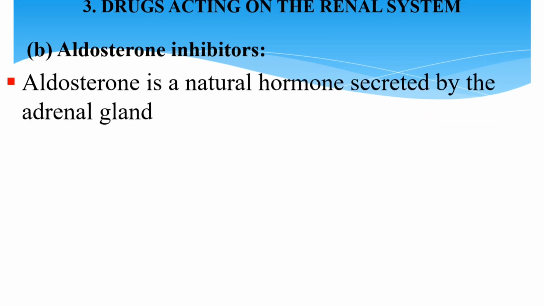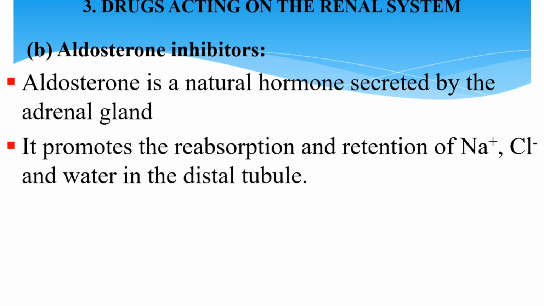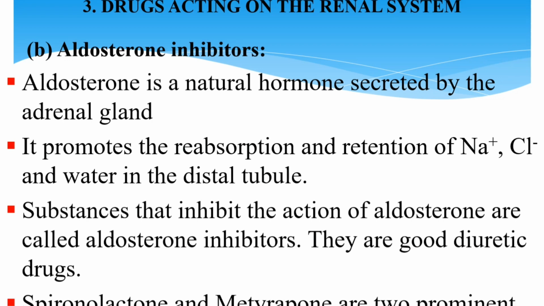Aldosterone inhibitors. Now, aldosterone is a natural hormone secreted by the adrenal gland. And what is its role? It promotes the reabsorption and retention of sodium ions, chloride ions, and water in the distal tubule. So, aldosterone promotes reabsorption. Aldosterone inhibitors inhibit aldosterone. That means reabsorption is prevented or reduced. Substances which inhibit the action of aldosterone are called aldosterone inhibitors, and they are good diuretic drugs.